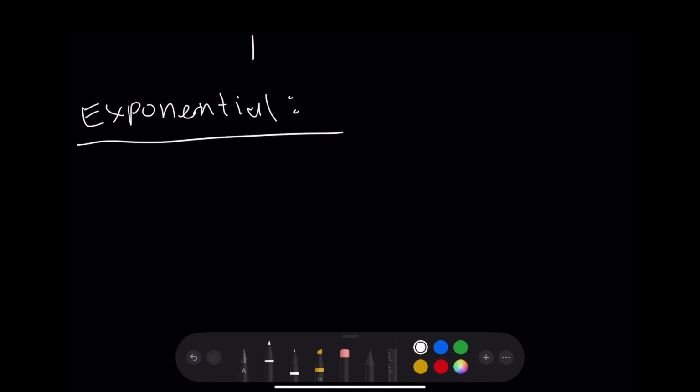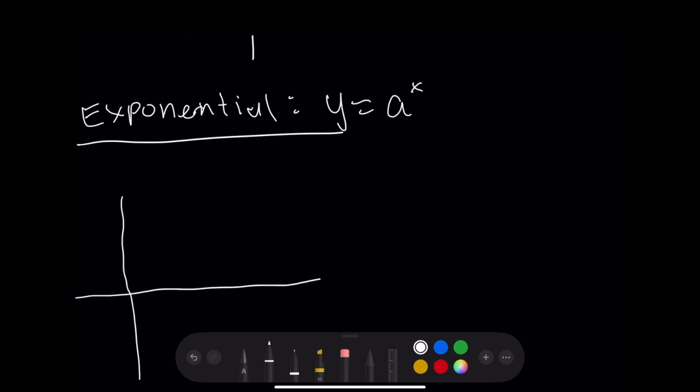So this is really most often going to be shown by y equals a to the power of x. And the graph here is going to look something like this. That was bad. Let me undo. It's even worse, but whatever. So when a is greater than 1, your function's going to be increasing.